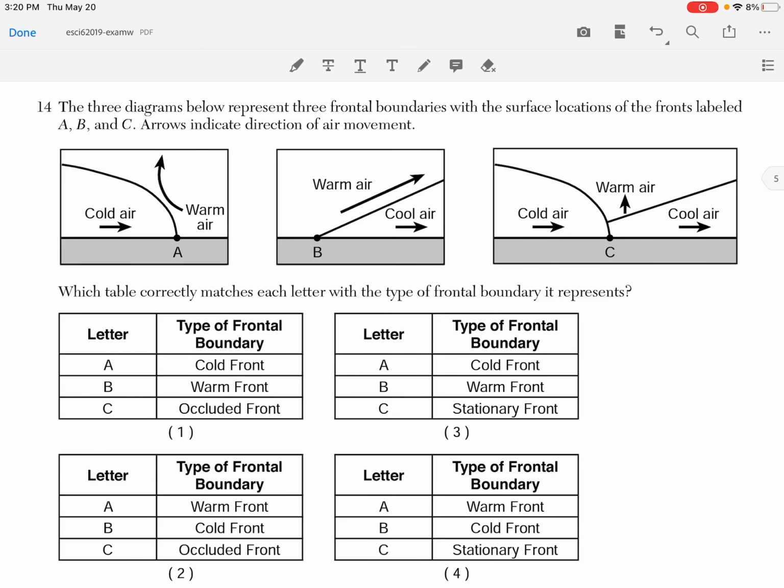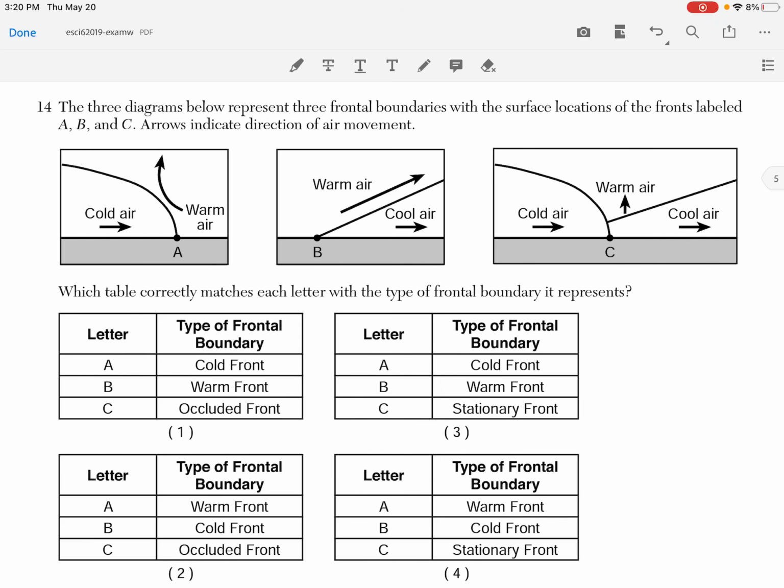All right, number 14 is a meteorology question, and you can see there's different pictures, different diagrams here representing different types of weather fronts. Now, the way to identify weather fronts is by looking at what's moving in. What's coming in from the left-hand side? All these arrows are moving from left to right. What's coming in from the left-hand side, and what's happening as a result?